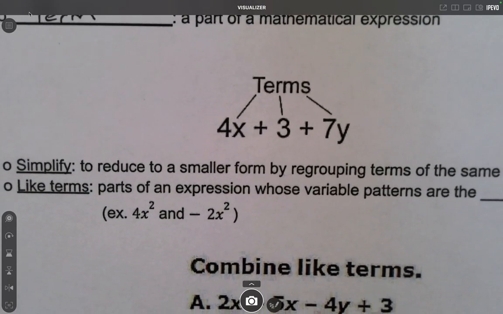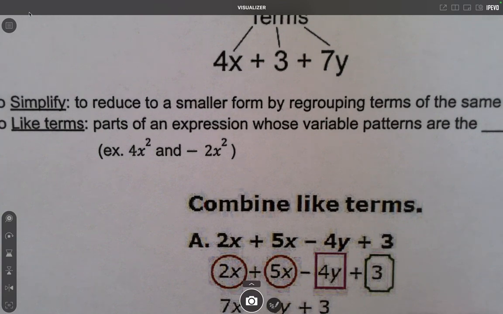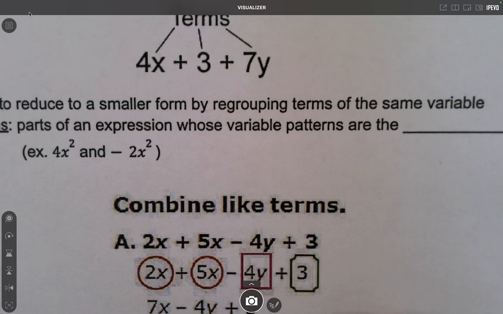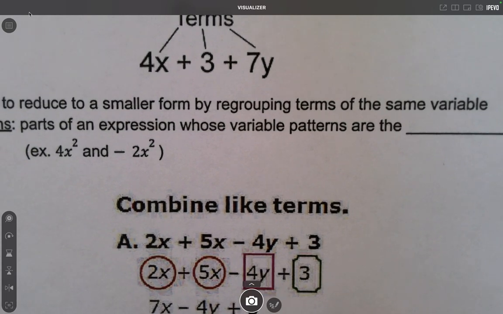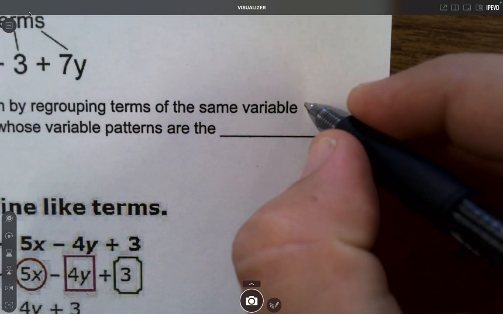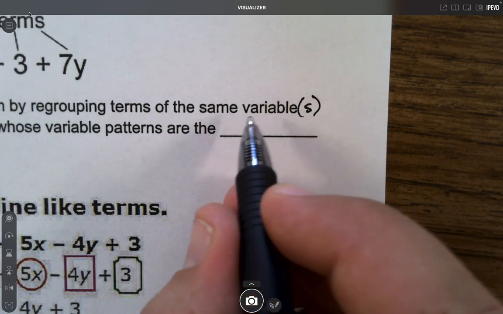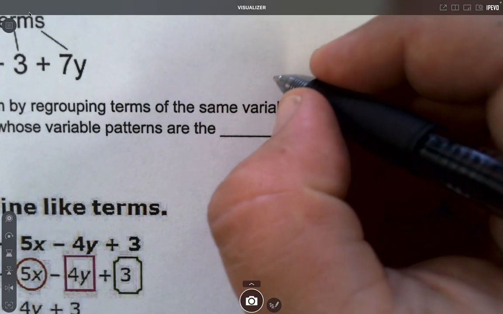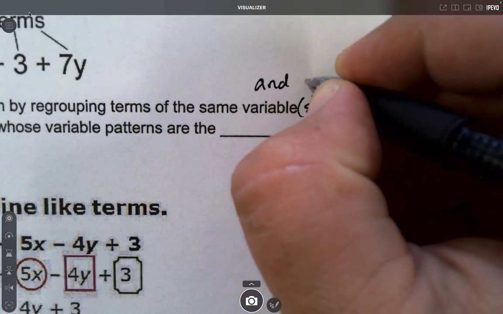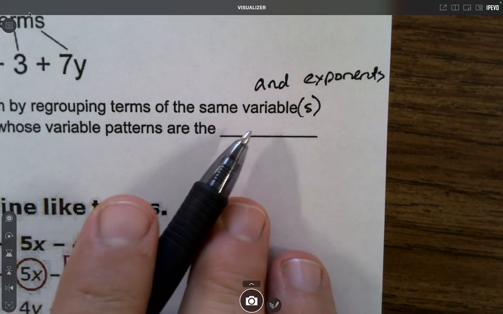Okay, simplify. If you were told to simplify, that means to reduce to a smaller form by regrouping terms of the same variable. And I should probably say same variable or variables. Let's add this on the end. When they put parentheses around an s like this, that means it could be just one variable or it could be more than one variable. And exponents. We'll see that when we do examples on the back.